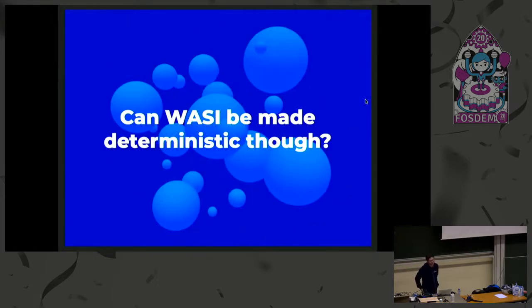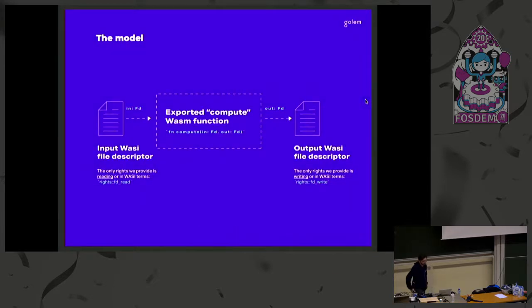Right. So can we actually make WASI deterministic as it is now? So that was the question. The answer is pretty much it's missing a couple of things, but we can still deal with that in a hacky way, but still. So the model that I want to present today is very straightforward. You can think of it as delegated functions, I guess. It's basically you export a function, let's call it compute, that takes in two WASI file descriptors. Now I'm going to get into what the file descriptors and rights are in a minute. And basically what we require here is that the input file descriptor only allows you to read from it, so you can only read bytes, and out you can only write bytes to it. Okay, and that's it. And because of the capability-based model, we can actually enforce that with ease nowadays in WASI.